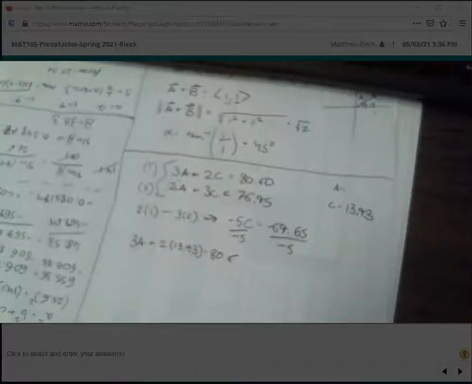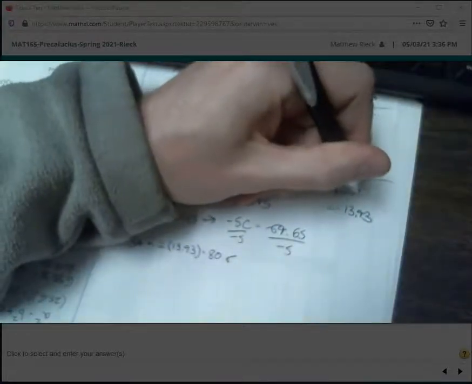Should take 80.6 minus 2 times 13.93, divided by 3, which gets me $17.58 for the adult price. And just to make sure, I'm just going to plug that into my second equation here to make sure I got the right answer.